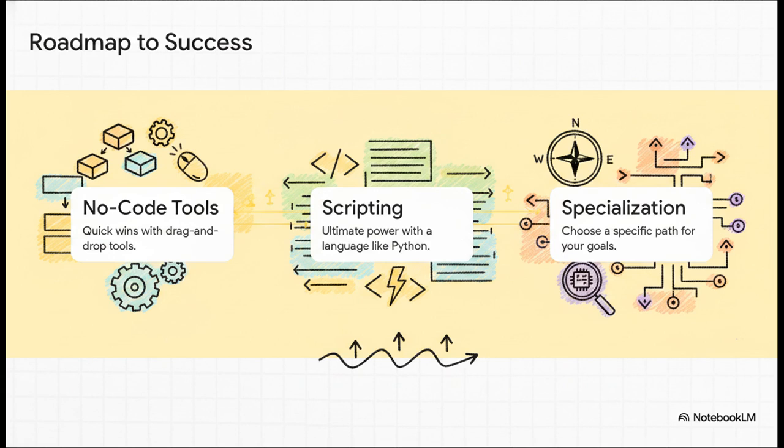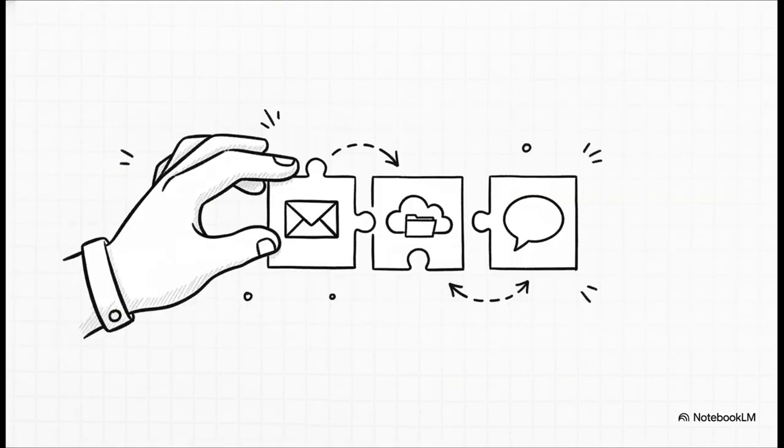Let's break those down. Step 1 is all about no-code tools. You genuinely do not need to know how to write a single line of code to start automating things today. Visual drag-and-drop tools are incredibly powerful for connecting your apps. The big ones to learn are Zapier, Make, which you might know as Integromat, or Microsoft Power Automate. For example, you can set up a workflow where if you receive a specific email attachment in Gmail, then it automatically saves to your Google Drive and pings you with a WhatsApp or Slack notification. Bam! Quick win, zero code required.